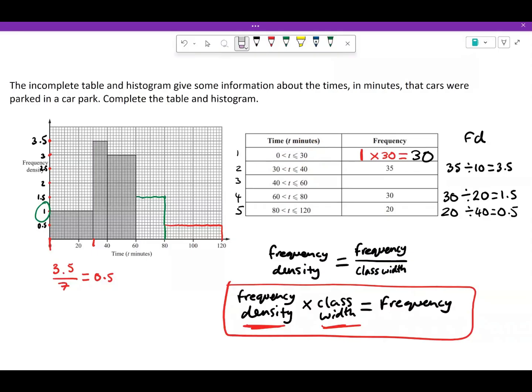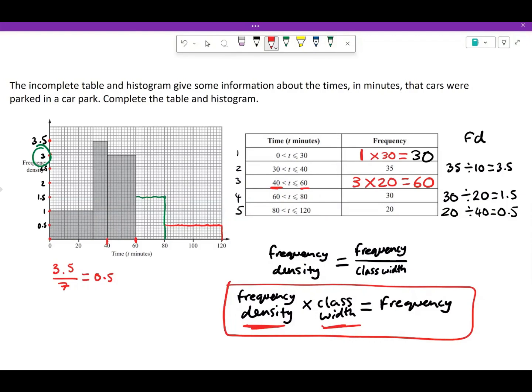Now let's consider the 40 to 60. Okay, so let's identify the bar for 40 to 60. So that would be 40 to 60, and the height of my bar this time would be 3. So I am going to do my frequency density, which is 3, multiplied by my class width, which is the difference between 40 and 60, which is 20. And then the answer comes out as 60. Okay, so we have successfully completed our frequency table.